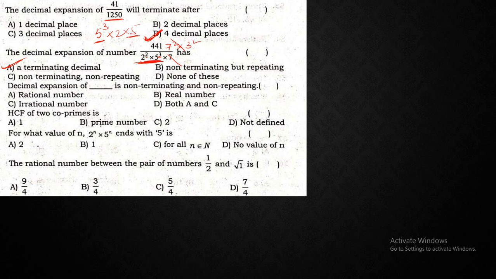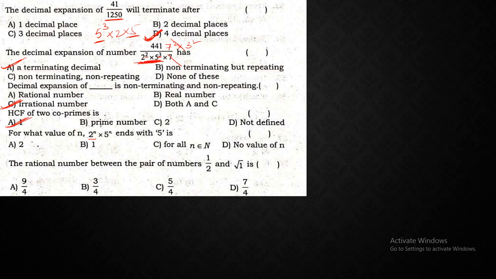The decimal expansion of dash is non-terminating, non-repeating. So whose decimal expansion is non-terminating, non-repeating? NTNR means you need to remember it is an irrational number. HCF of two co-primes: two co-primes always have HCF as 1.